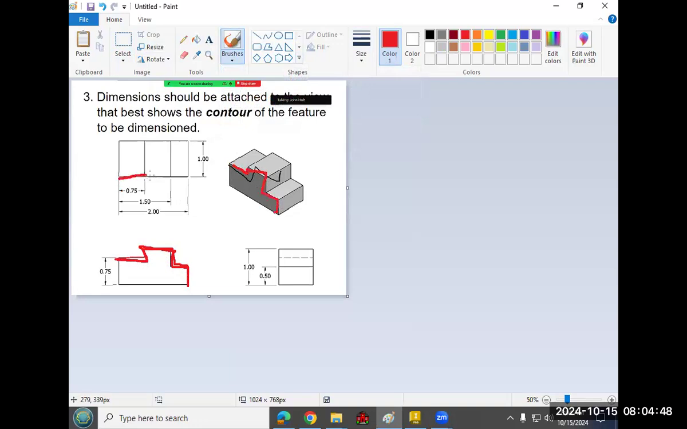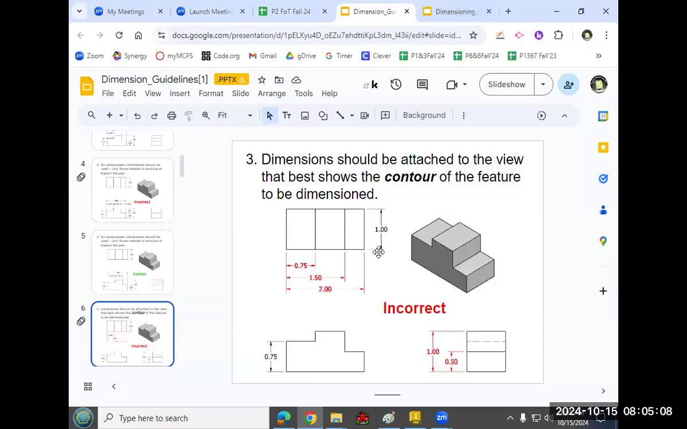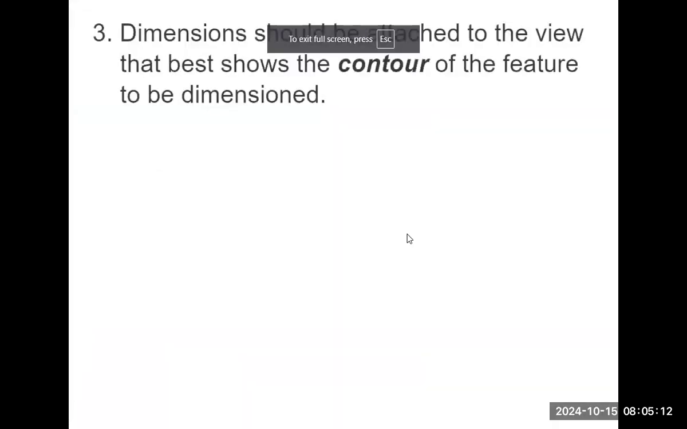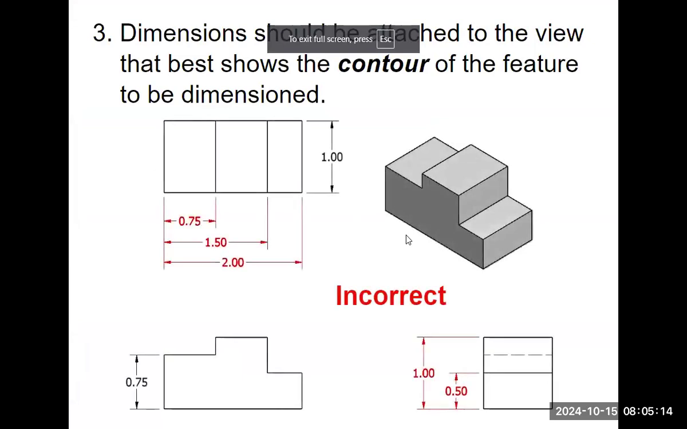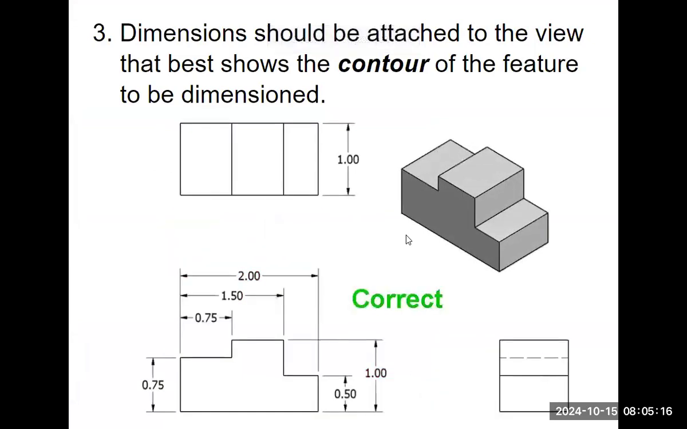On the top view, you can't tell what's going on at these edges. Okay, it could be a slope up, it could be a curve up, it would look the same. But on the front view, you can see that there is a contour, which is why we want to actually put the dimensions there, on the view that has the information.